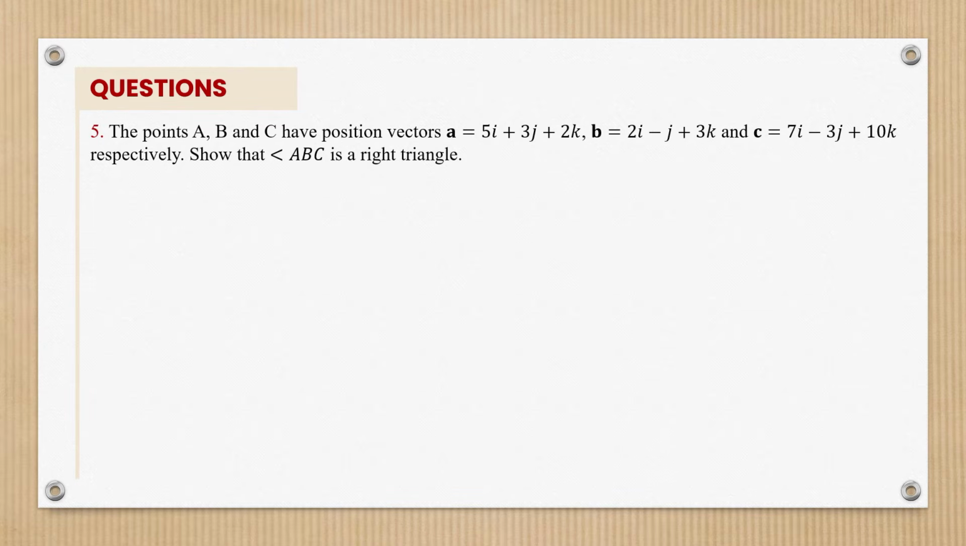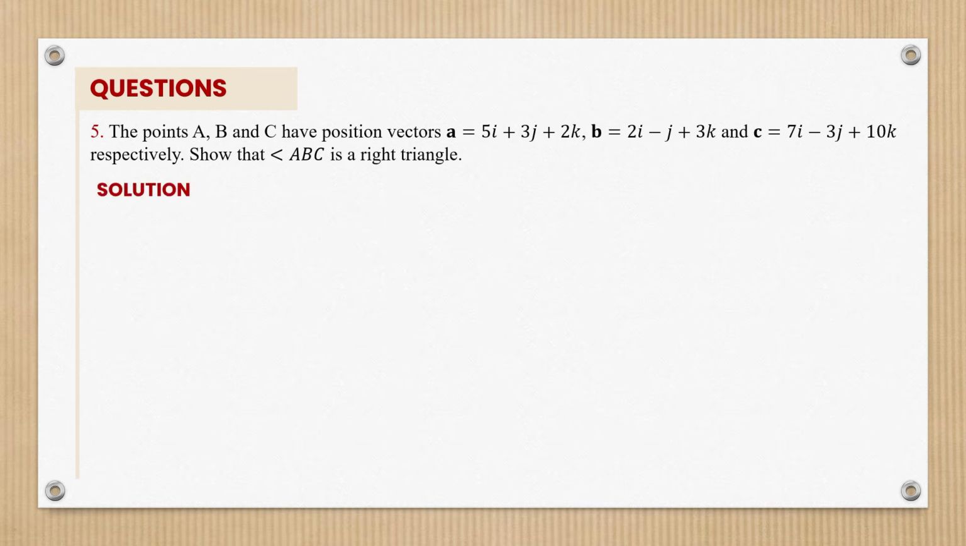Question number 5. The points A, B, C have position vectors. A is equal to 5i plus 3j plus 2k. B is equal to 2i minus j plus 3k. And C is equal to 7i minus 3j plus 10k respectively. Show that the angle ABC is a right angle.